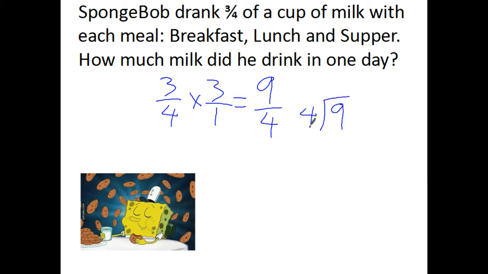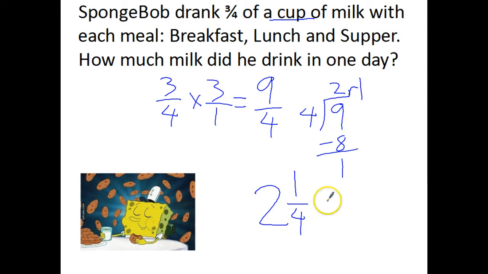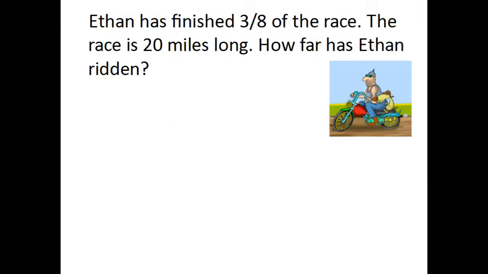9/4 of a cup of milk, or 9/4. So 4 divided into 9 goes 2 times. 2 times 4 is 8. When I subtract, I got 1 left. So SpongeBob drank big 2 and 1/4. And we come back and find the answer since we were talking about cups. 2 and 1/4 cups of milk he drank in one day. Stop the video and try it out.